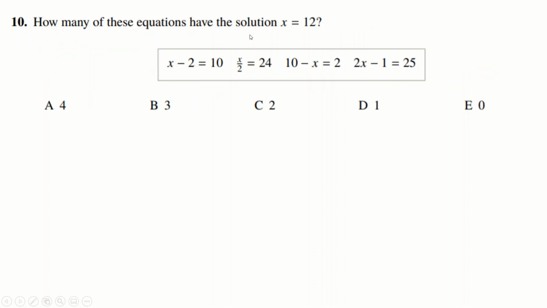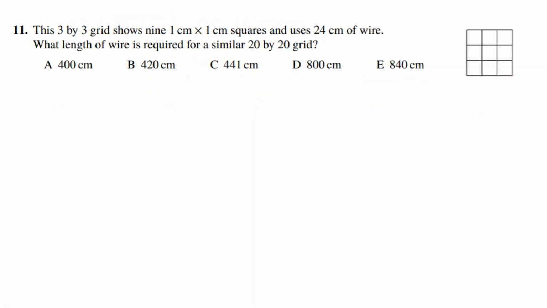How many of these have a solution? X is 12. Well, 12 take away 2 is 10, so that's absolutely fine. That's good. 12 divided by 2 is 6, so that's not true. 10 minus 12 is -2, so that's not true. 2 times 12 is 24, take away 1 is 23, so that's not true either. Just one of them. I don't know how that was question 10, because it was far too easy.